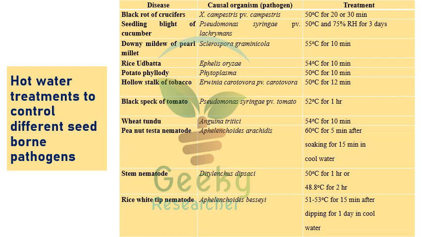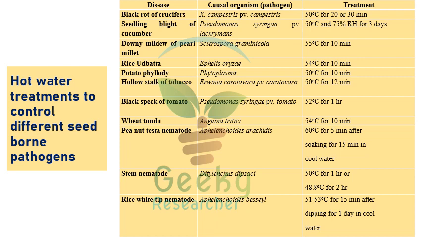Black rot of cabbage, Xanthomonas campestris pv. campestris, 50 degrees centigrade for 20 to 30 minutes. Seedling blight of cucumber, Pseudomonas syringae pv. lachrymans, 50 degrees centigrade with 75% relative humidity for 3 days. Downy mildew of pearl millet, Sclerospora graminicola, 55 degrees centigrade for 10 minutes. Rice udbatta, Ephelis oryzae, 54 degrees for 10 minutes. Potato phyllody, phytoplasma, 50 degrees for 10 minutes. Hollow stalk of tobacco, Erwinia carotovora pv. carotovora, 50 degrees for 12 minutes. Black speck of tomato, Pseudomonas syringae pv. tomato, 50 degrees for 1 hour. Wheat tundu disease, Anguina tritici, 54 degrees for 10 minutes.